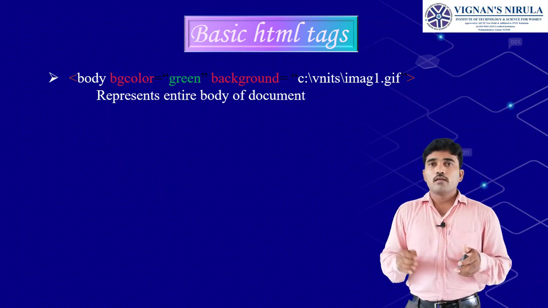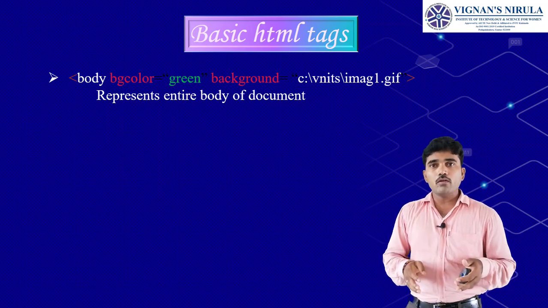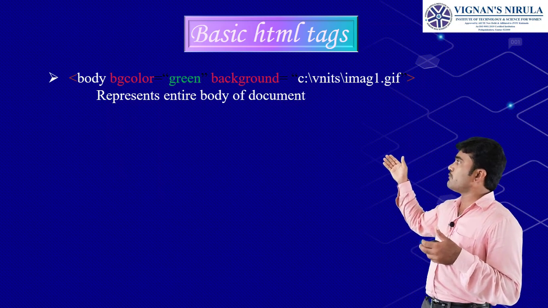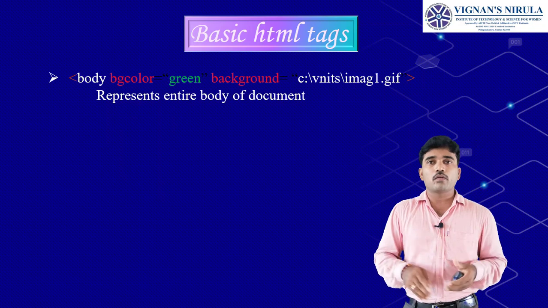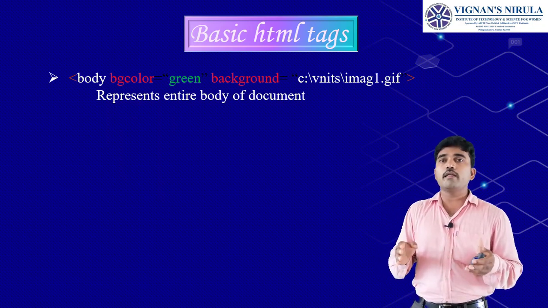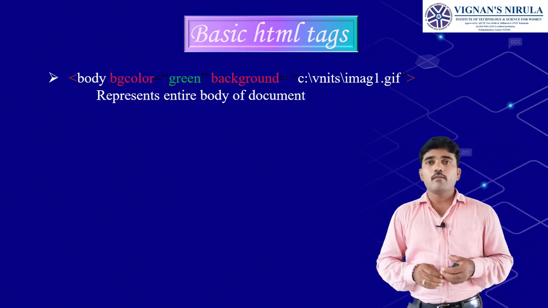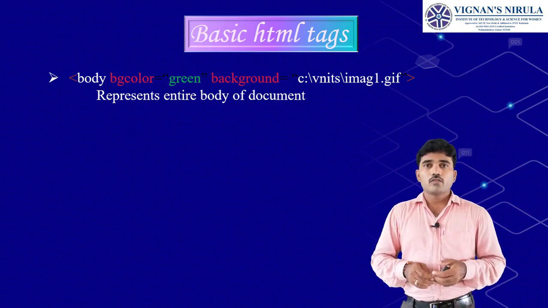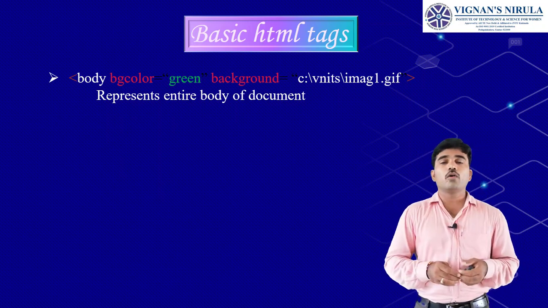What are the values related to the attributes bgcolor and background? For bgcolor, for instance, I have used green, and for background I have specified the location of the file which I want to use as a background for my web document. Students, see the location that I have used here: C:/VNITS/image1.gif. So this is the body. It represents the entire body of the web document.